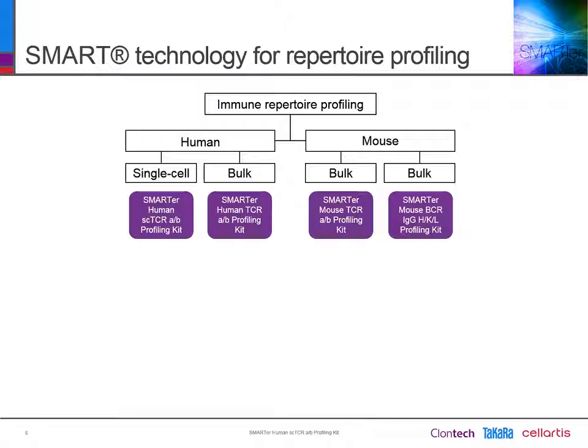So at Takara Bio, we have used the template switching technology and incorporated it in our immune repertoire kit. Shown here is our entire portfolio of all the immune repertoire profiling products. As you can see here, we have kits for profiling both from human and mouse samples. In the past, we've launched a bulk TCR kit for human as well as mouse and a BCR kit. And most recently, we've added to our portfolio the single cell TCR AB, or alpha beta, profiling kit.